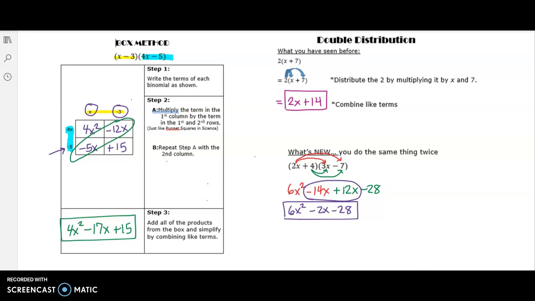So none of your teachers will mind if you prefer one method to the other. If you like double distribution, use that method. If you prefer box method, use that method. We are totally happy with whichever method you choose, okay?